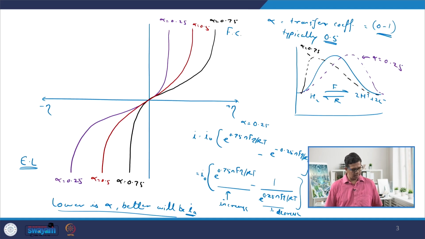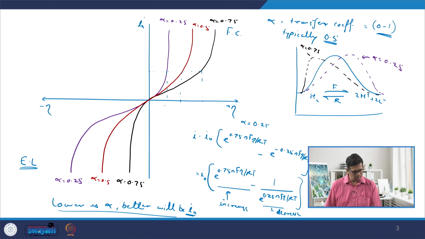We also saw in case of transfer coefficient how it plays an important role in tuning this catalyst to prefer the said reaction. So for example, if we want to favor the forward reaction, in this case hydrogen getting oxidized to protons and electrons, if alpha is chosen as 0.25, as we can see in this purple color line, again we can see that for anodic current we will get the same or a better performance compared to the other transfer coefficients.